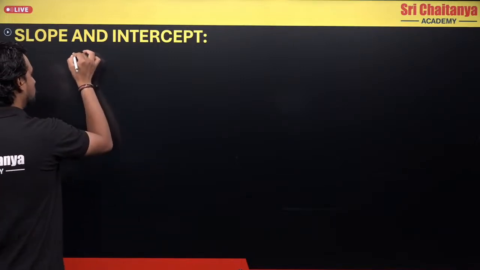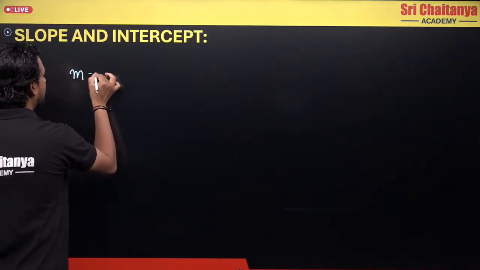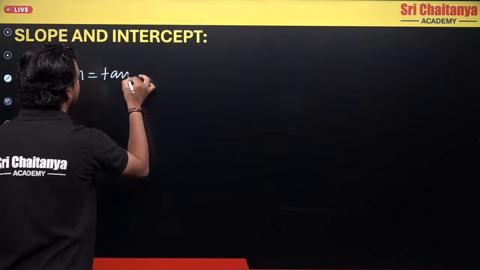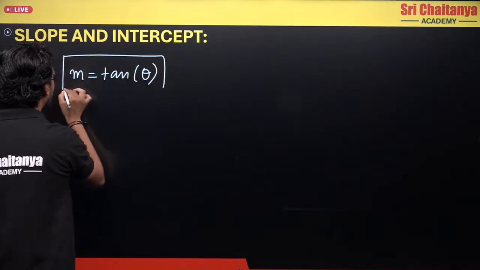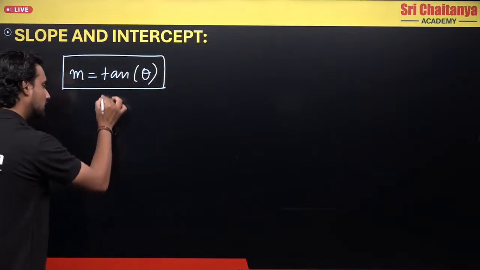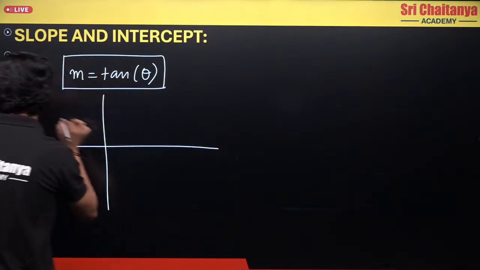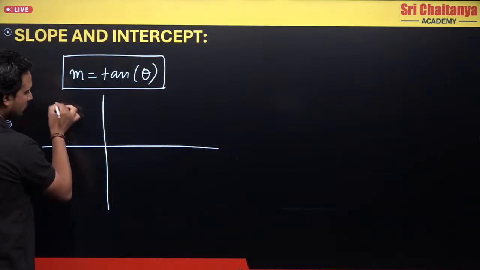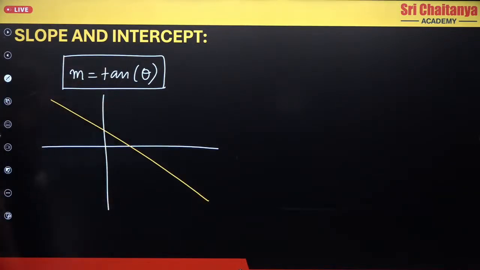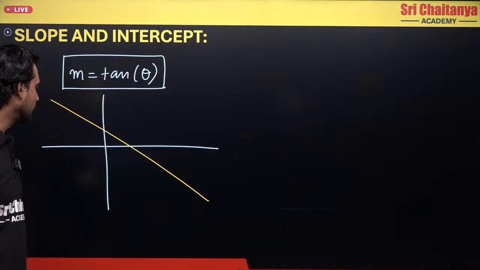What is slope? Slope is m, and that is equal to tan theta, the tangent of theta. And how do you find theta? To find theta, first of all, you look at your straight line. So let's make a different straight line, like this. In this scenario, how will you find theta?